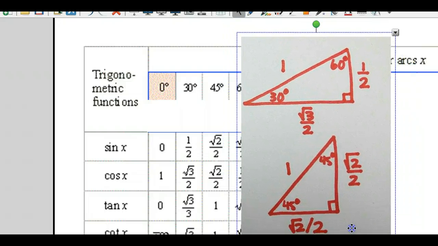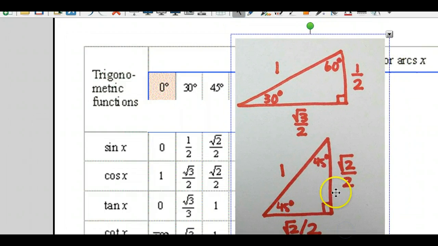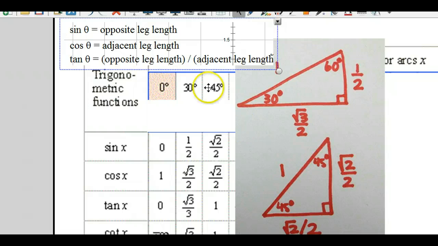Over here for the 45, 45, 90 triangle, the legs are the same length and the hypotenuse is 1, so the cosine is the square root of 2 over 2, and the sine is also square root of 2 over 2. And the tangent, which is opposite over adjacent, is just 1. I put these ratios up here just so that we can remember.